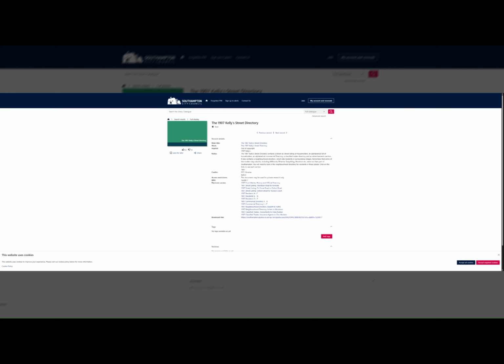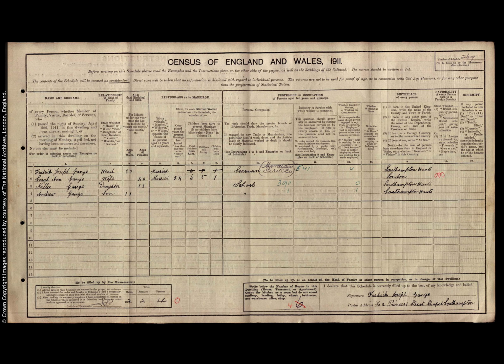What we're looking at now is the digitized version of the 1907 Kelly's directory, and if we go through the index and everything else here, we can see that Frederick Joseph Gange, Sr. that is, was living at 2 Princess Street. So at some point between 1901, when the census was taken, and 1907, they moved from Highlands Terrace back to the chapel area to Princess Street, which would remain Frederick Joseph Gange and Sarah Ann Gange's address for the remainder of their lives.